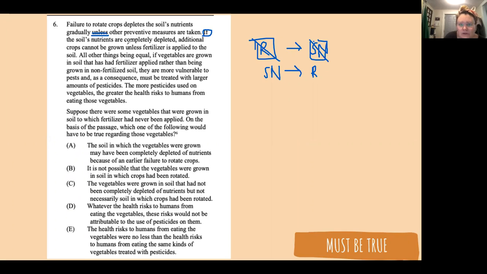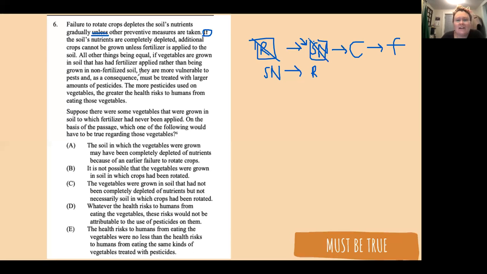So if the soil's nutrients are completely depleted, so right here, we're looking at this part, additional crops cannot be grown unless fertilizer is applied. So if crops are grown, what does that mean happen? Janati? If the crops are grown within soil that's completely depleted, that means fertilizer was added. Right. Okay.